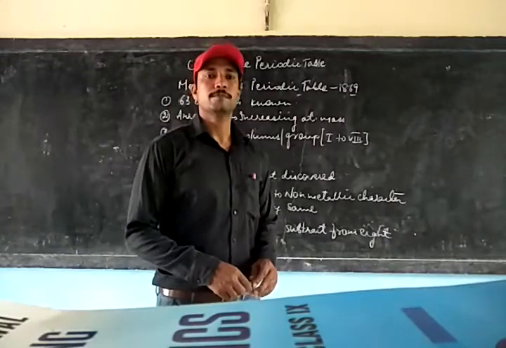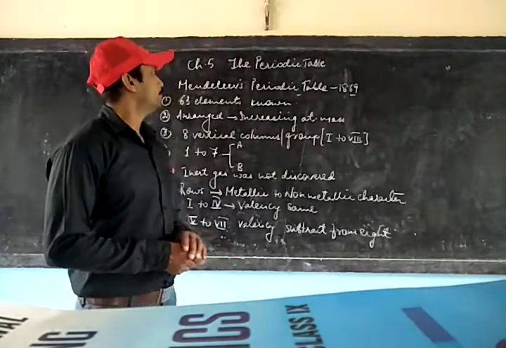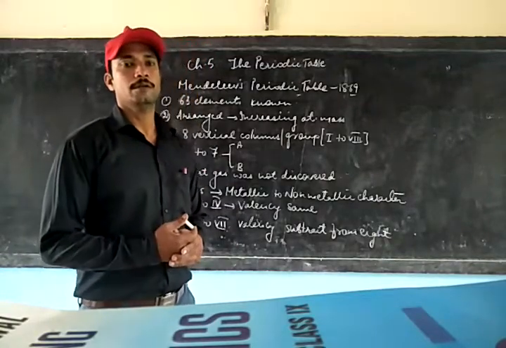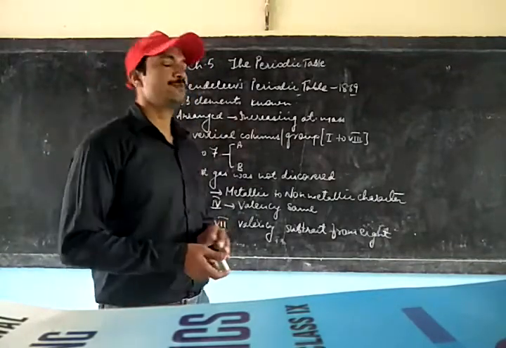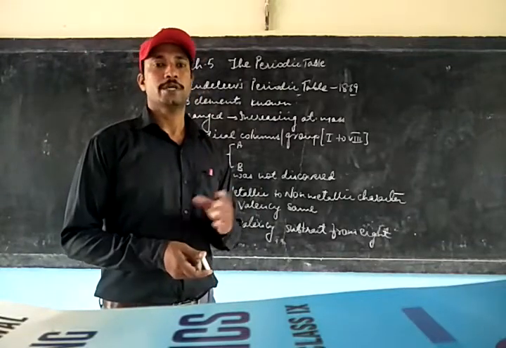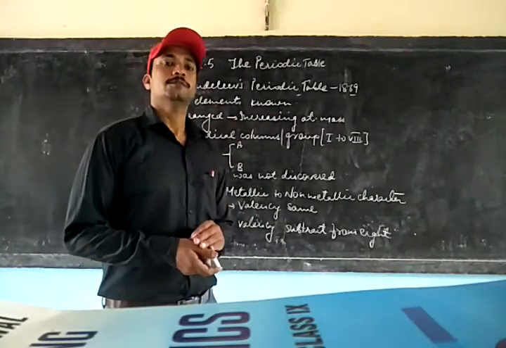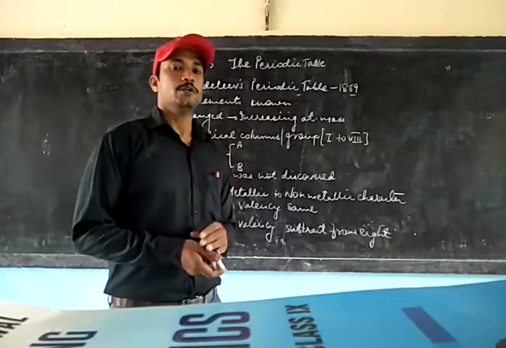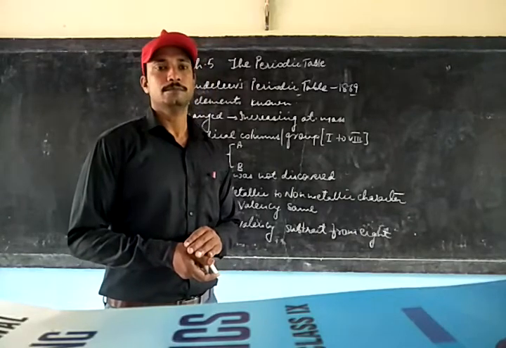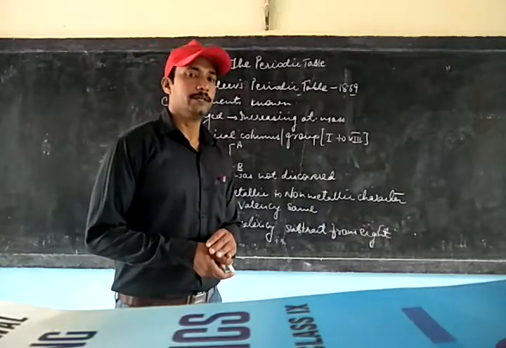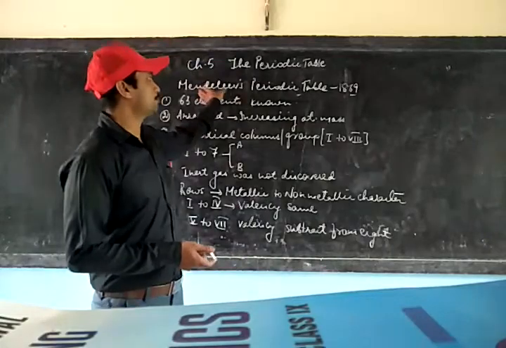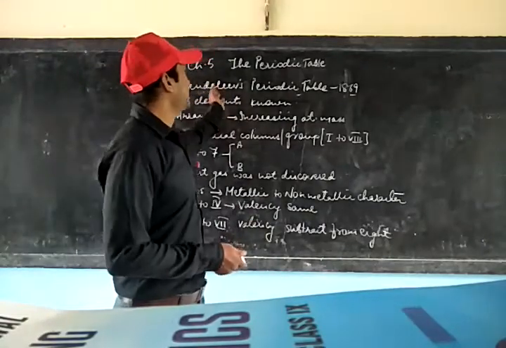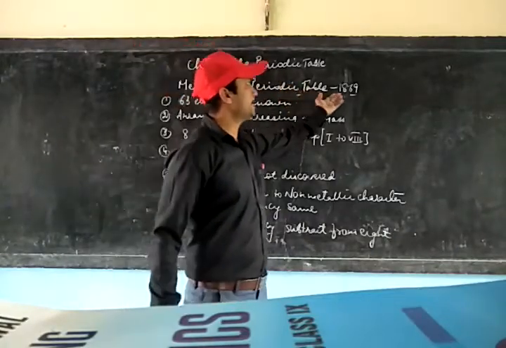Good morning, students. As you can see, today we are starting a new form of periodic table, which is Mendeleev's periodic table. Students, as you know, after the periodic tables given by Newlands and Dobereiner were rejected, it was Mendeleev who put forward a new form of periodic table, which is called Mendeleev's periodic table, in the year 1869.